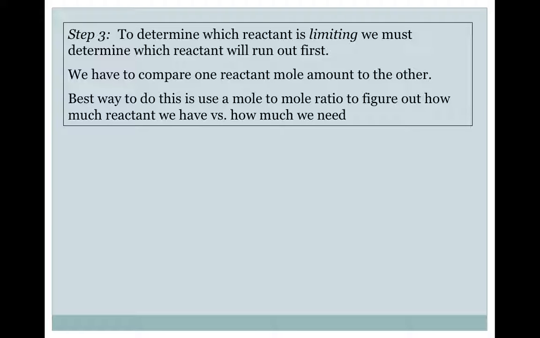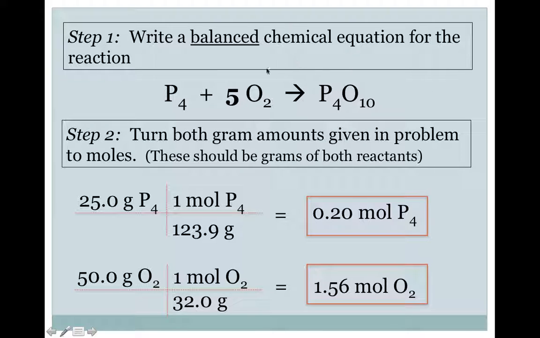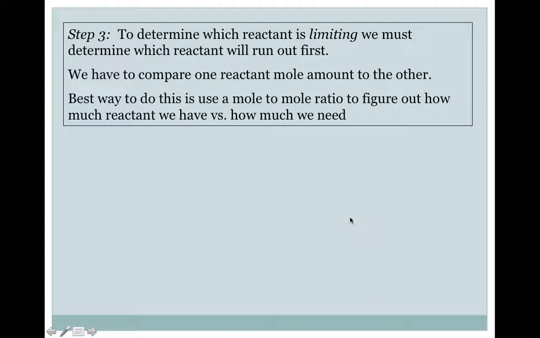So what you have to do is compare what you have to what you need. What you need is going to come from the balanced equation and the mole ratio. You see from this balanced equation, this one has a 1 as a coefficient, this one has a 5. So you need 5 times as much oxygen. For every 1 mole of phosphorus, you need 5 times that amount in moles of oxygen. That's what we're figuring out: do you have 5 times as much O2 as you do P4?